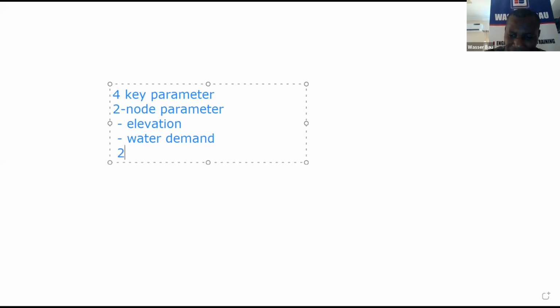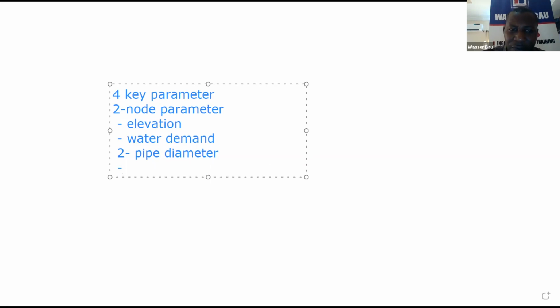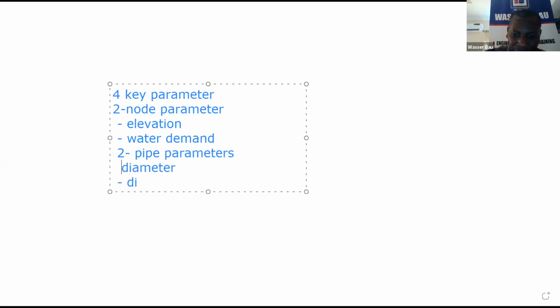Then the other 2 parameters are what I call pipe parameters. So whenever you are doing any pipe design, ask yourself these 4 questions. Where is the elevation? Where is the demand or the flow? Then for the pipe, you ask yourself, what is the diameter of the pipe? Pipe parameters: number 1, pipe diameter, then pipe length. I think it makes sense.